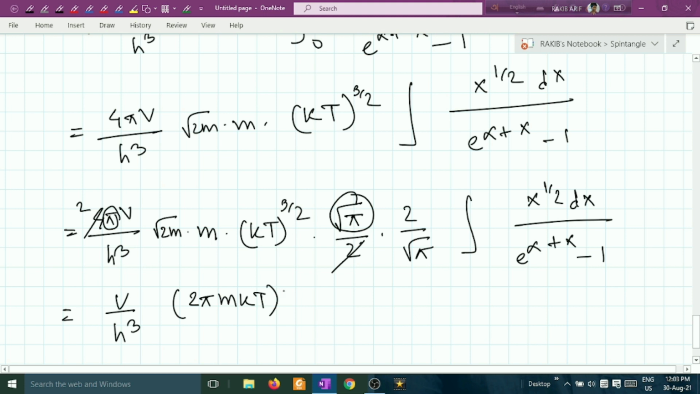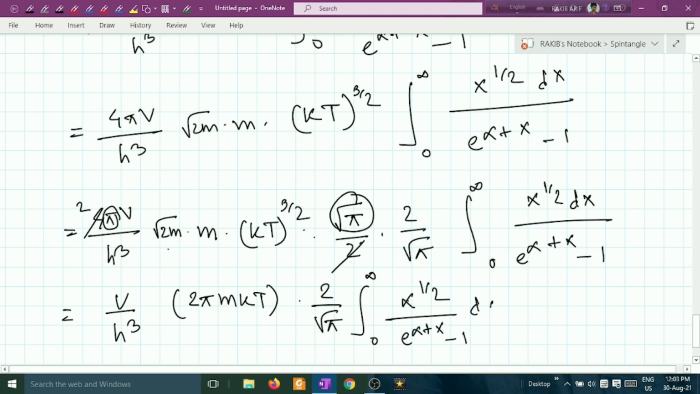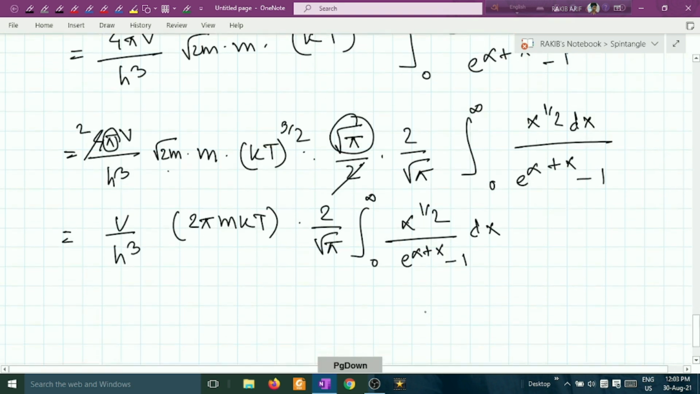Okay, power 3 by 2, and here is a power 3 by 2 root 2 pi mkt to the power, and here it is an extra root over 2 pi. Okay, and here it is 0 to infinity. Check this thing by your own. Okay, 0 to infinity, and here it is x power half, and here it is e to the power alpha plus x minus 1. Here it is dx.